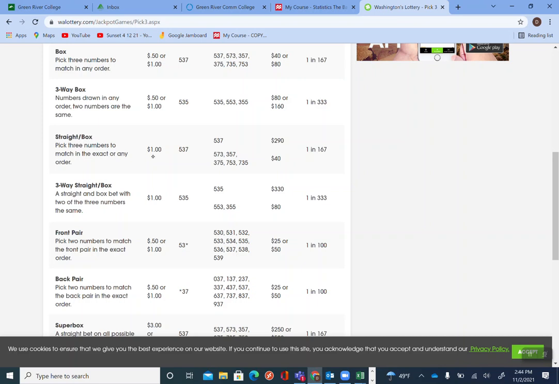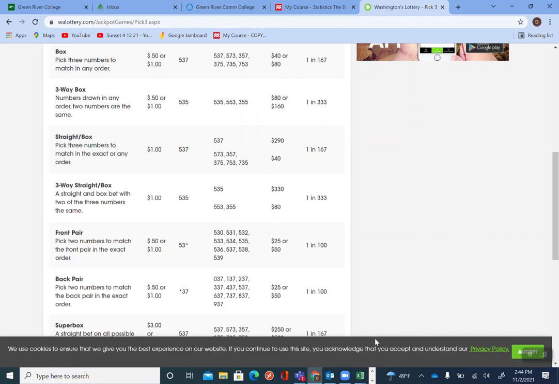So your ticket here costs $1, and if the numbers come up 357 and you pick 357, you win $290. But if it comes up with the same numbers but they don't match, so you've got 573 or some other combination of the digits 5, 3, and 7, but they don't match the exact order, you win $40. Okay, and so again, that's another random variable.